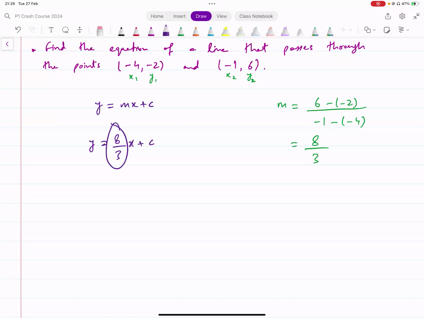So now we have the gradient found, but we do not have the value of c yet, the y-intercept. How do you find the value of c? We know that this point and this point, both of these points lie on this line. The line passes through both of these points. That means both of these points should satisfy this particular equation. So if we were to input any of those points here, the left-hand side would be equal to the right-hand side. So we can just input any one of these 2 points in this equation and find the value of c using that. Let's do that.